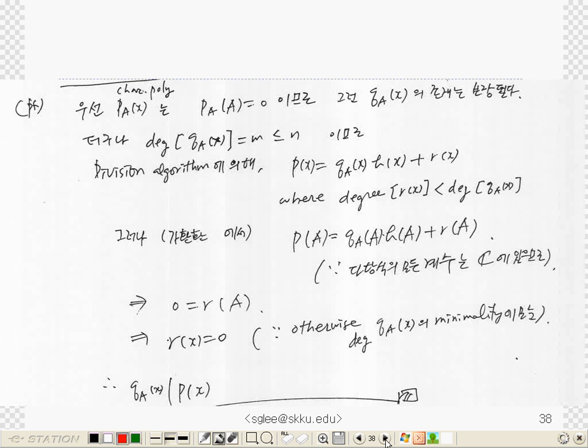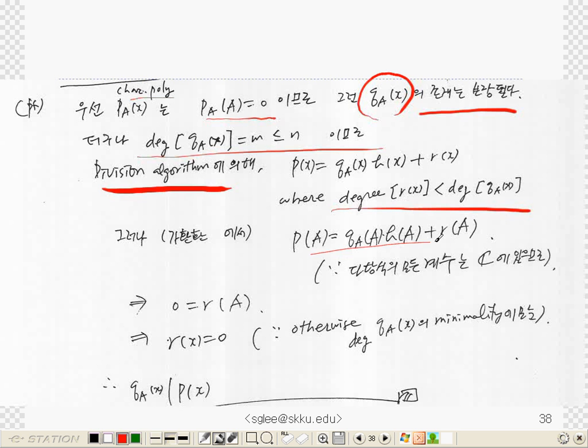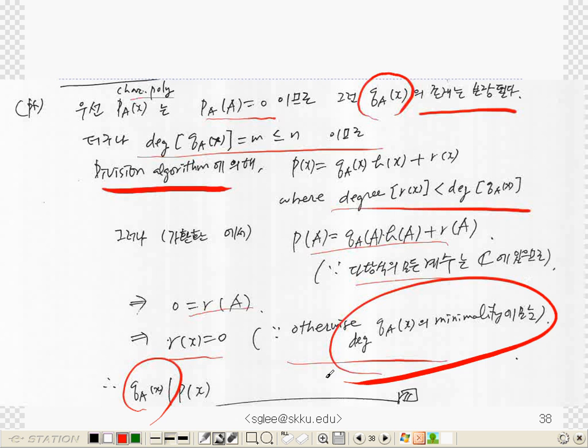Okay? We know there exists such a polynomial because of the division algorithm. Now there exists a certain annihilating polynomial, and there is the smallest polynomial that divides. If there is no other, then P of x itself can be the minimal polynomial. So the existence of the minimal polynomial is guaranteed by the division algorithm.